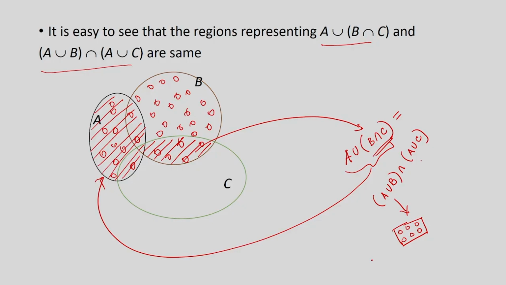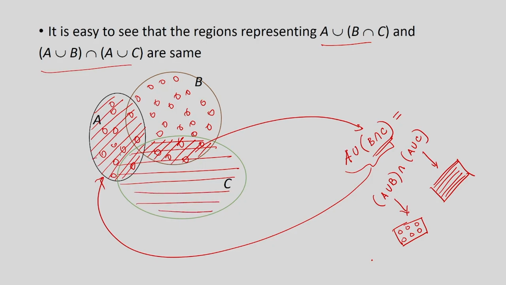And what about A union C? So, let me use another shade which is kind of horizontal strokes. So, this will be what? This will be A and C put together. This is C and this is A, this and this together. Okay, now it is becoming clear.